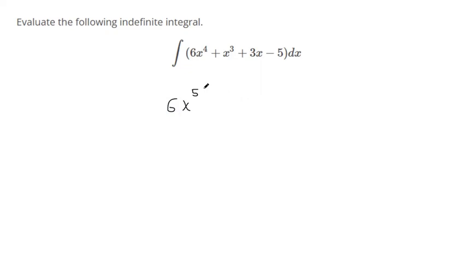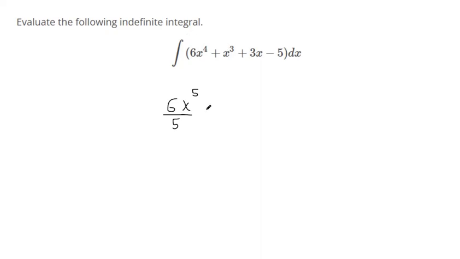Okay, but this doesn't quite work because if you were to take a derivative right now, the 5 would come down and multiply to 6 to make 30. 30x to the fourth, not 6x to the fourth. So I can finish my antiderivative by dividing it by 5. So that is the antiderivative of 6x to the fourth.